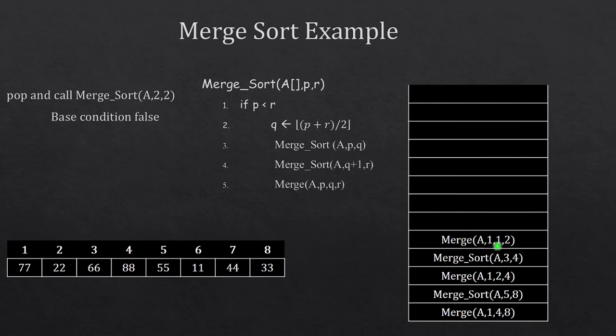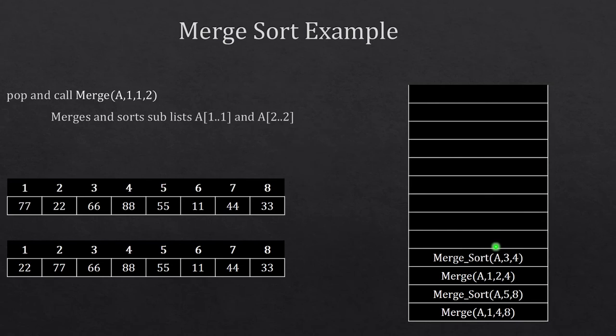Merge of 1 comma 2 will be executed. So what will happen? This merge procedure sorts sublist a of 1 to 1 and a of 2 to 2. How many elements will be there in a of 1 to 1? Only 1 element, so it is already sorted. How many elements are there in a of 2 to 2? Only 1 element, so this is already sorted. So this 77 and 22 will be merged and sorted. So 22, 77. Next what happens?